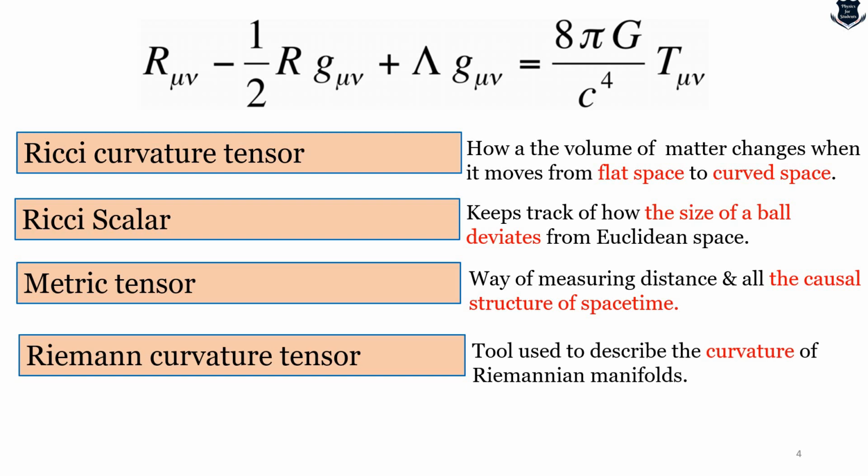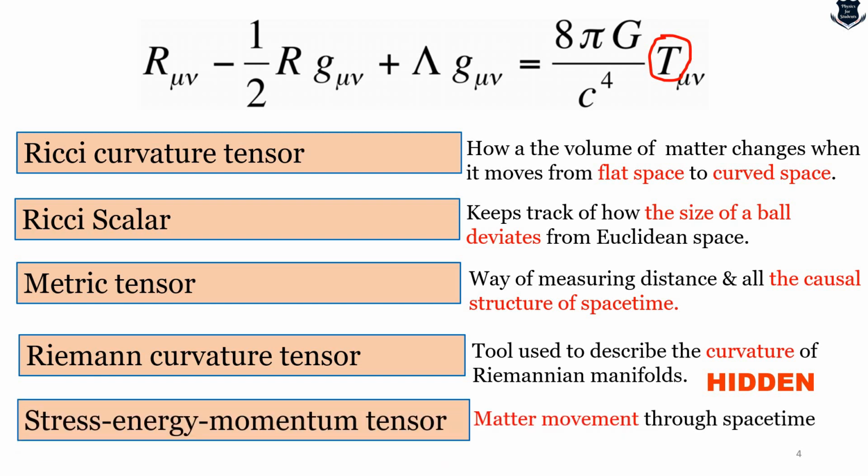Then we see something which we cannot see in here, but it's a contraction of the above two tensors, which is called the Riemann curvature tensor, and it is a tool to describe the curvature of Riemannian manifolds. This is hidden. And finally what we see is this T, which is called the stress energy momentum tensor, which describes the matter movement through space-time. These are, in very brief, the different components of Einstein's field equation. If you really want to know more about each of these components, you can go to my playlist on the General Theory of Relativity in this channel Physics for Students, and you can find further details.